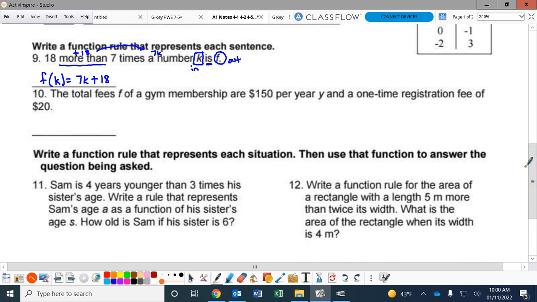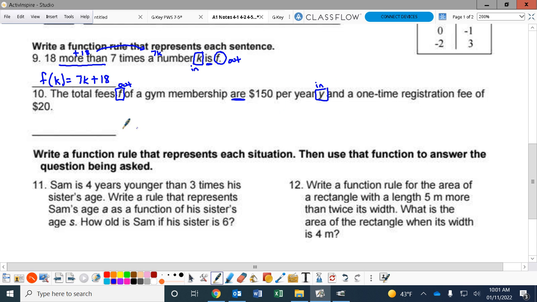Okay. One more of those, then we do ones that are being plugged back in. So from here, the total fees F of a gym membership are $150 per year Y and a one-time registration fee of $20. So we've got the F and the Y. Guys, the F is on the inside or the outside? Outside. It's the answer. It's the one that's by itself, separated by this R. The Y is on the inside.